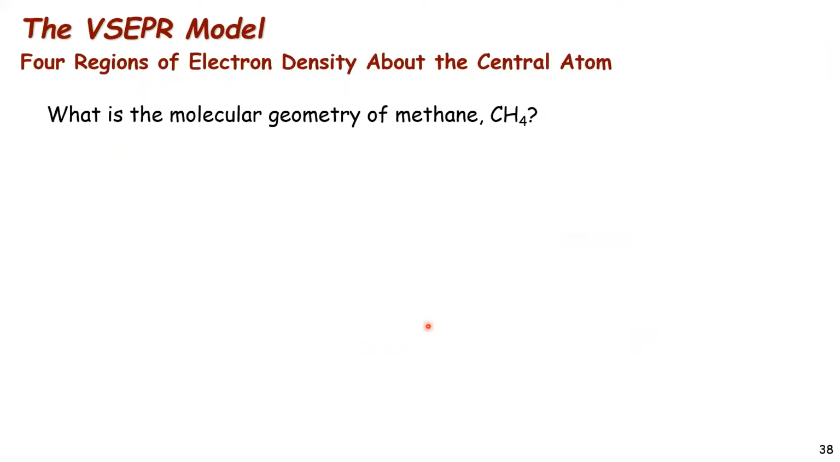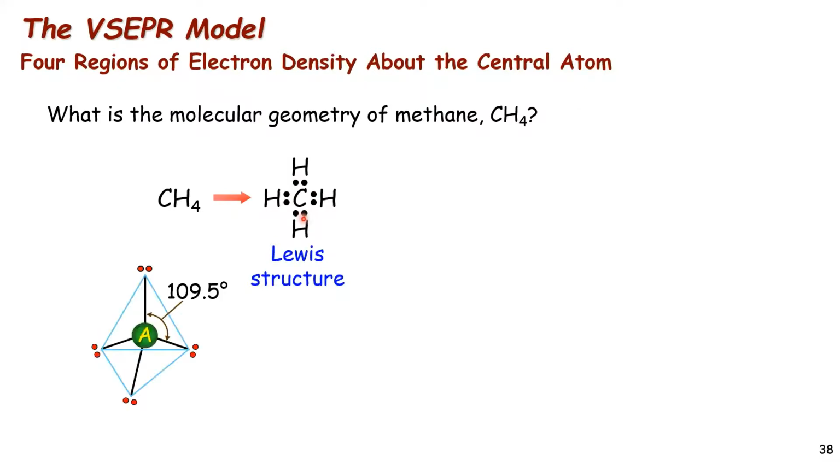Now, what if we have 4 regions of electron density? Let's look at the molecule methane. So we're going to draw the proper Lewis dot structure. That's going to look like this. We see we have 1, 2, 3, 4 regions of electron density. Thus, it's going to be tetrahedral with ideal bond angles of 109.5.